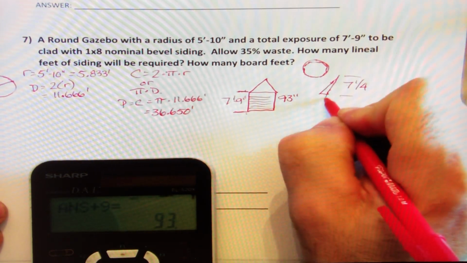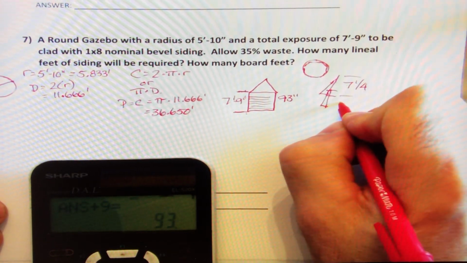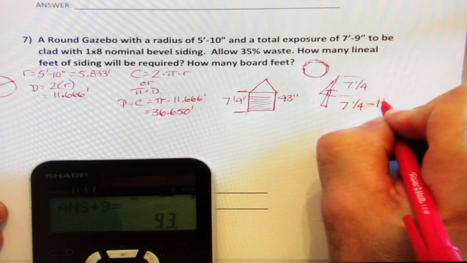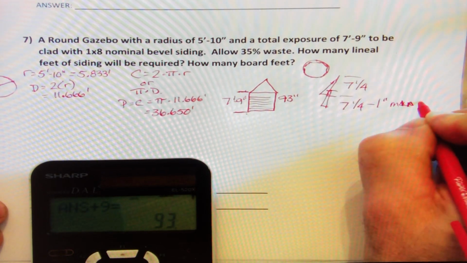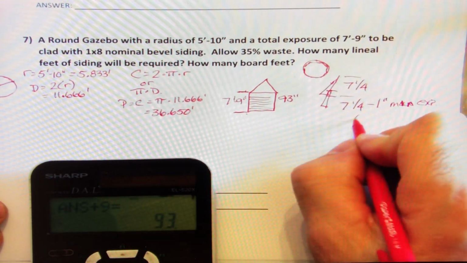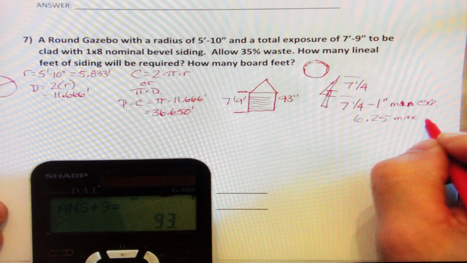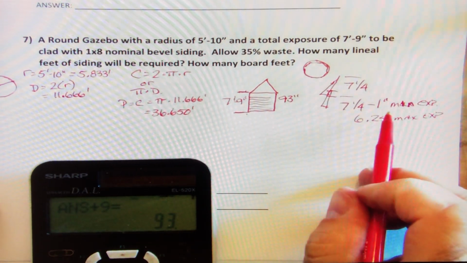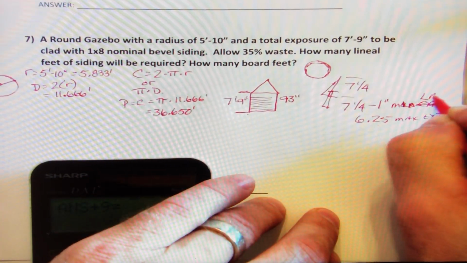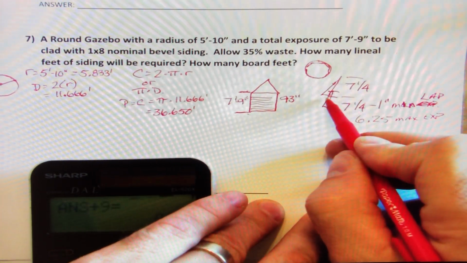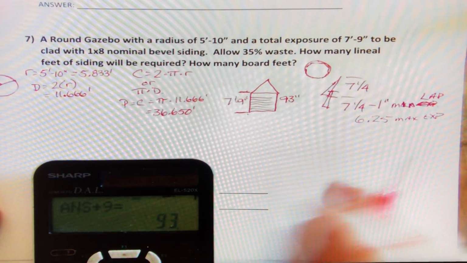Now, I'm doing 1x8 nominal bevel siding, which I know is 7¼ inches. I have to overlap the one below by 1 inch. So I've got 7¼ subtract my 1 inch minimum exposure, which will give me 6.25 as a maximum exposure. I call this minimum lap. How much do I have to overlap one to the other? By code, minimum 1 inch, which gives me a maximum 6¼ inch exposure.